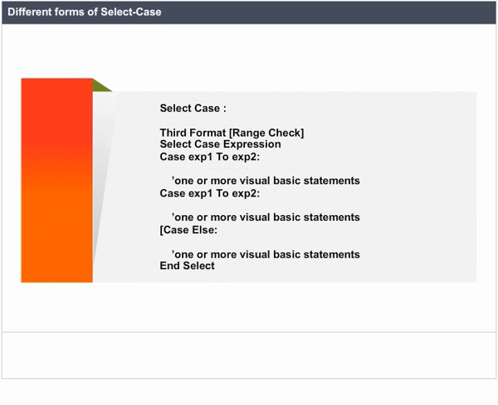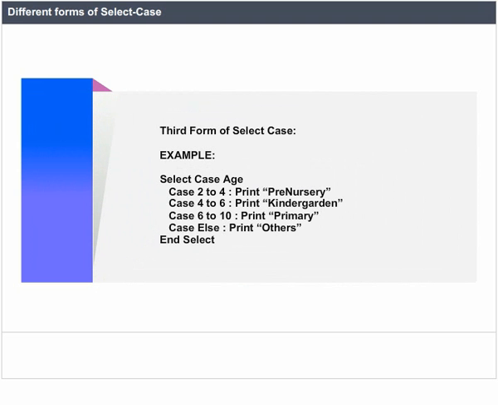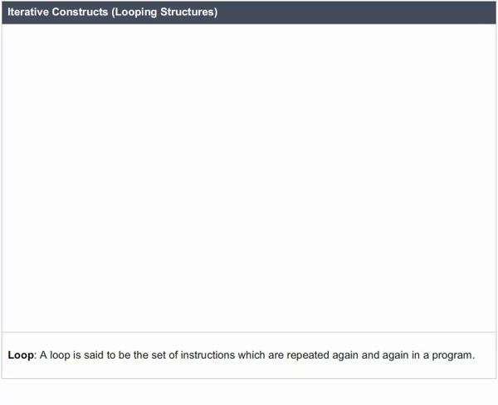Select case, third format, range check. Select case expression, case expression 1 to expression 2, one or more Visual Basic statements. Case expression 1 to expression 2, one or more Visual Basic statements. Case else, one or more Visual Basic statements. End select. Third form of select case. Example: iterative constructs, that is, looping structures.